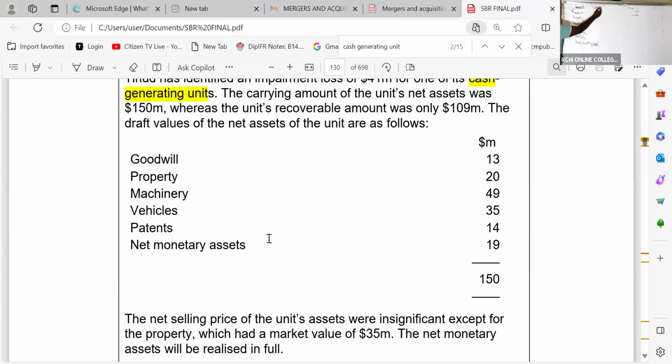Copy the carrying amount. The carrying amount for each one: property is 20. Machinery is 49. Vehicles, we have 35. Patents, we have in this case here 14. Net monetary assets, we have 19. Giving us a total carrying amount of 150.